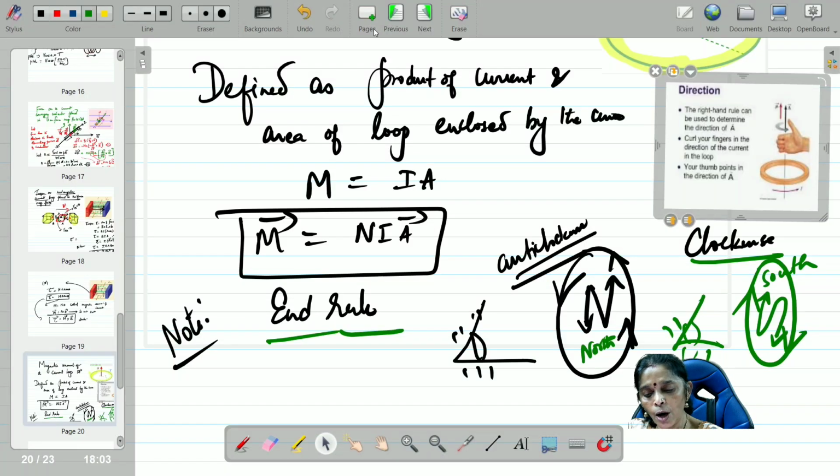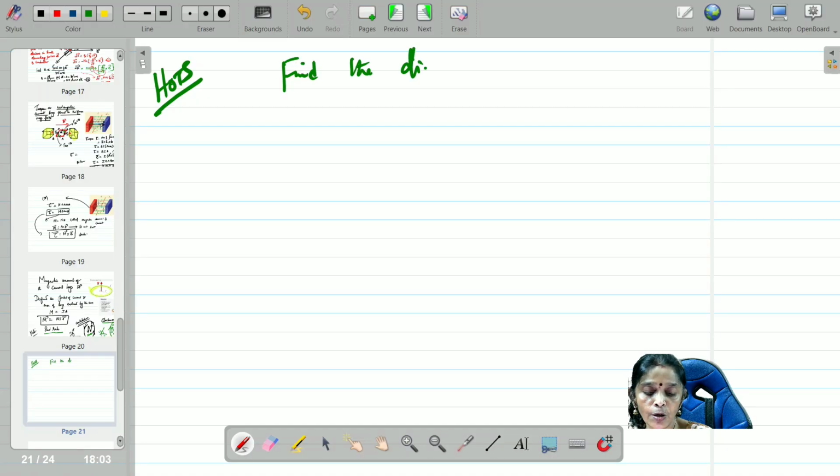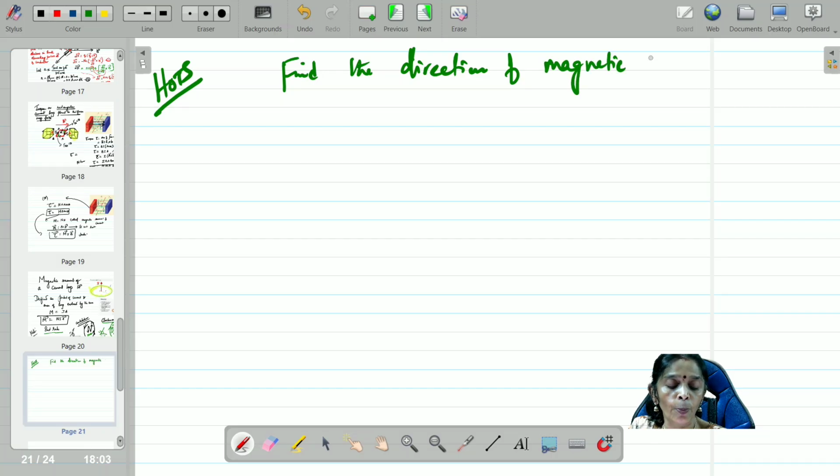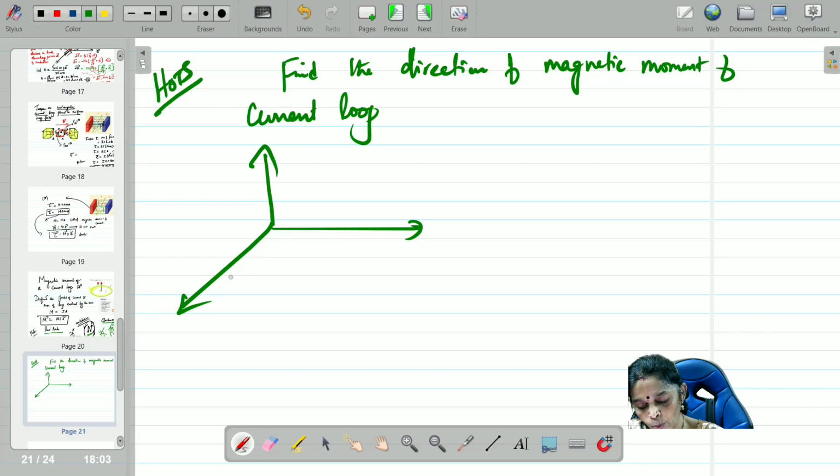Okay, children. So now quickly, let me give you a question based on that. Find the direction of magnetic moment of the current loop. Very easy, children. One question I'm going to teach you, the remaining you have to do by yourself. So this is the current loop. Look at the current loop, children.